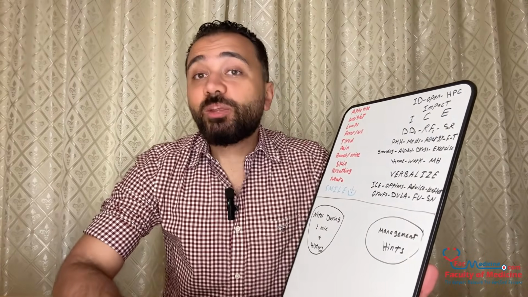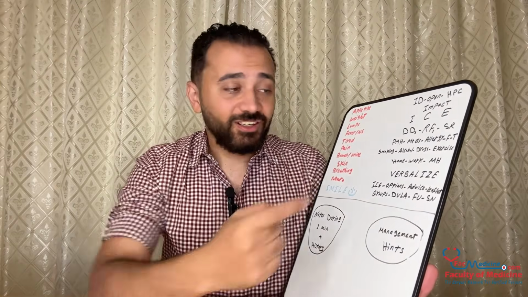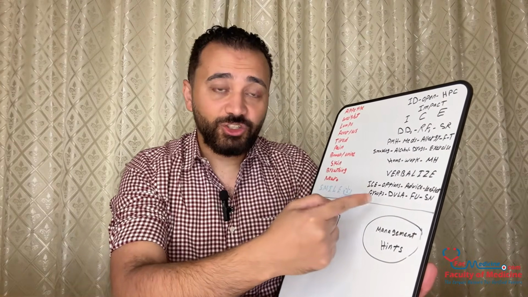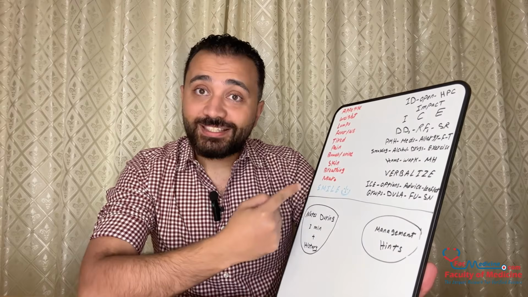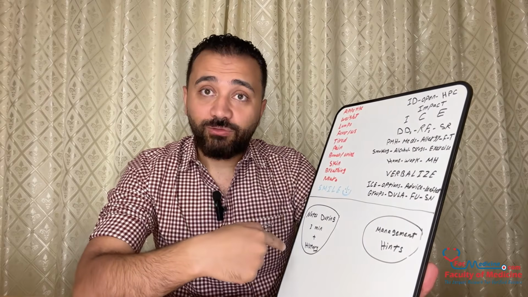So that's my whiteboard system for the SCA. Right side for the consultation structure, left side for the systemic review, and bottom half for notes and management. If you are preparing for the exam, the more you practice with a system like this, the more natural it will feel in the real thing.